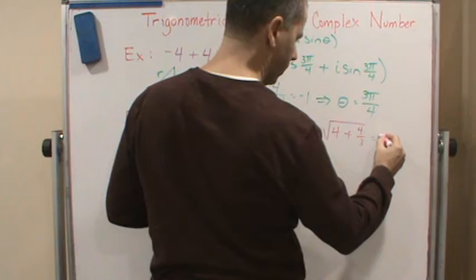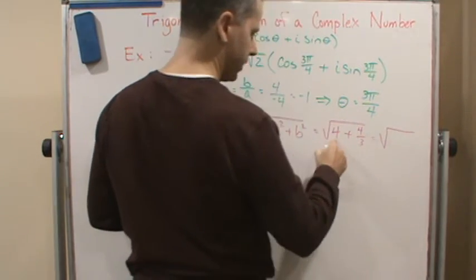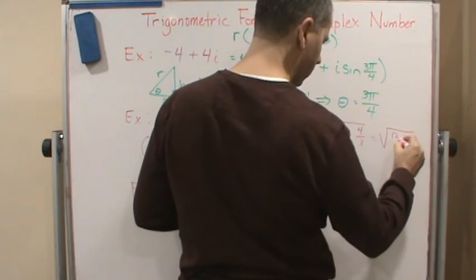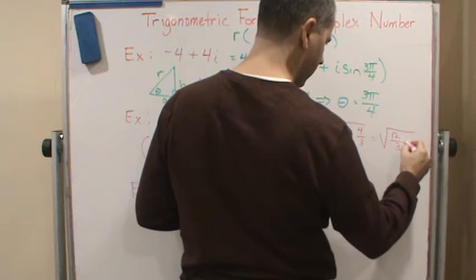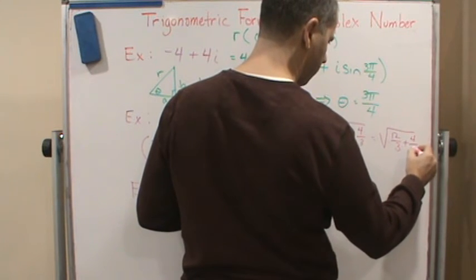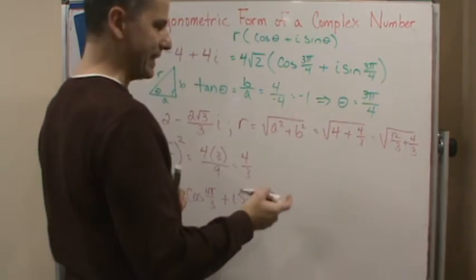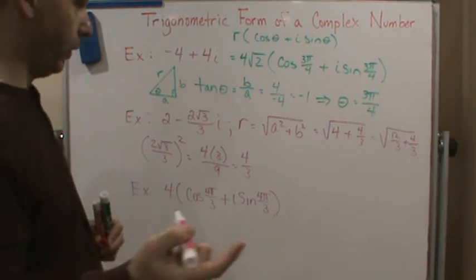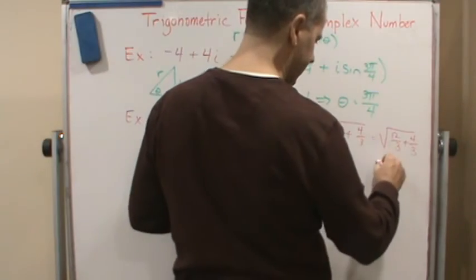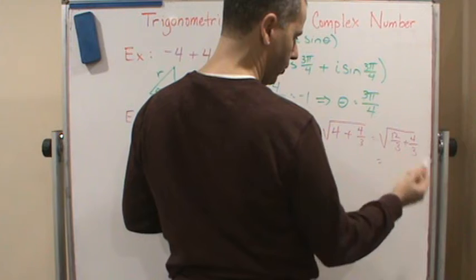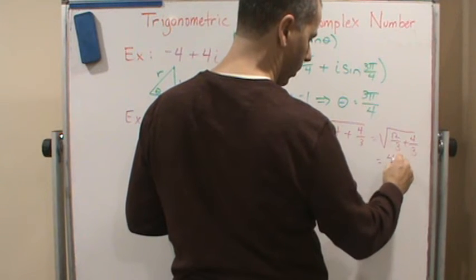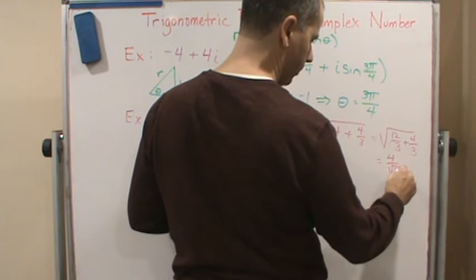Well, this is going to be the square root of what? It's going to be 12 thirds plus 4/3. Oh, look at that. So we're going to get 16 on the top, which is a perfect square. So we're going to get 16/3. So the square root of 16/3 is going to be 4 over the square root of 3.